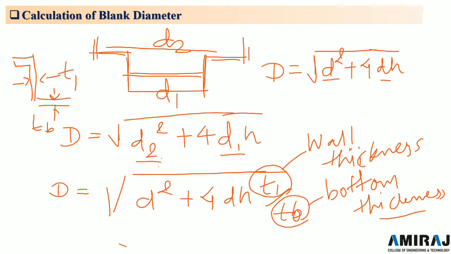In actual practice, if the edges of the deep drawn cup are to be trimmed, it is necessary to add trim allowance to the value so calculated. The trim allowance is 3 mm for each 25 mm of diameter with a minimum of 3 mm. For every 25 mm we add 3 mm of trim allowance. Over here, for trimming purpose, we apply 3 mm of trim allowance. If the diameter is 50, then we are supposed to add 6 mm of trim allowance.